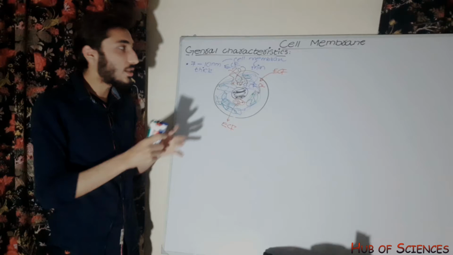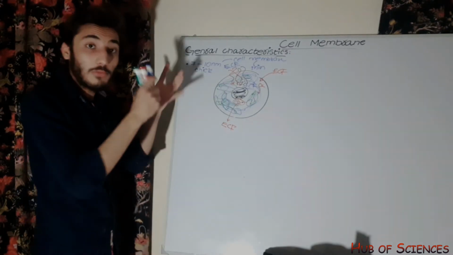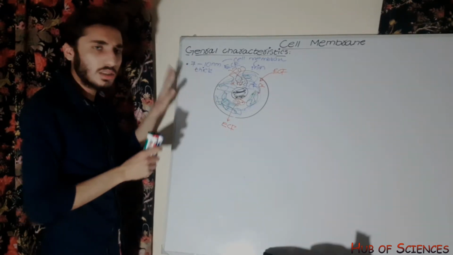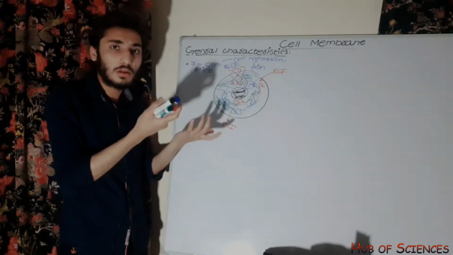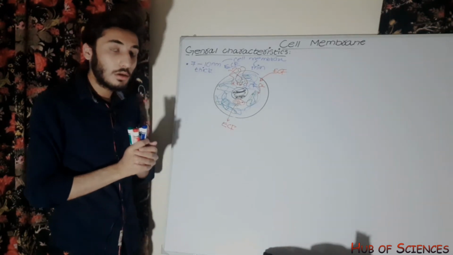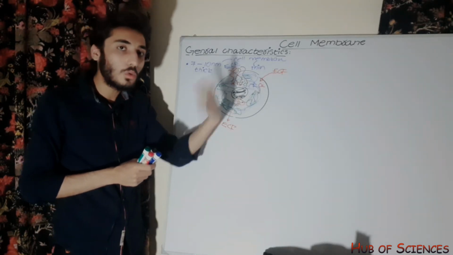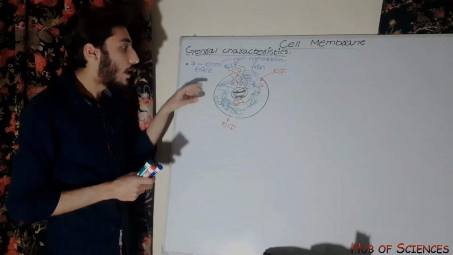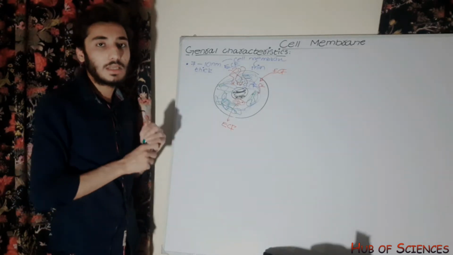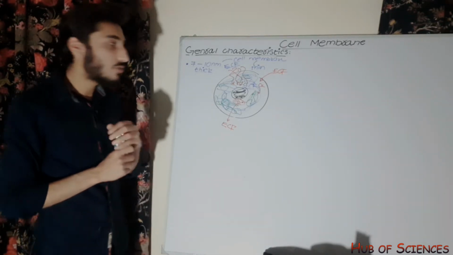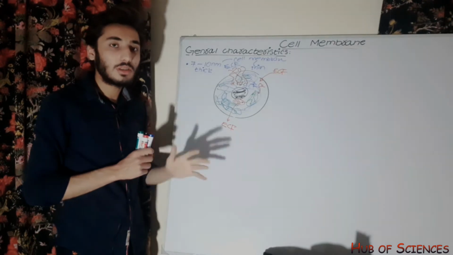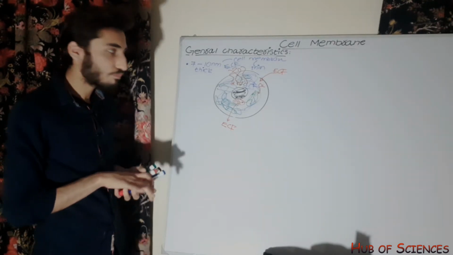So if the cell membrane were rigid and very thick, no substance could easily penetrate into or out of the cell. But it is thin, 7 to 10 nanometers, 10 to the power minus 9. We know that many substances on a regular basis enter into or go outside the cell. So that's why the cell membrane is not a very thick structure. It is a thin structure.